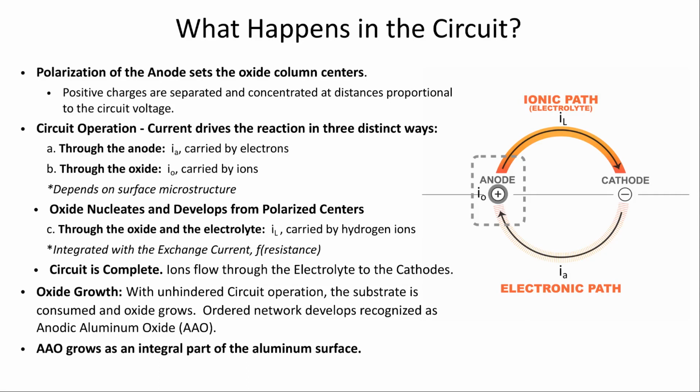And that current is carried through the oxide and the electrolyte to the cathodes. This is where the current is primarily carried by hydrogen ions. And yet, all sorts of other extraneous interference can occur, integrating I sub L with the exchange current density. Nevertheless, if the circuit is unhindered, it will flow to completion. The ordered network will develop into that beautiful columnar structure that we recognize as AAO.